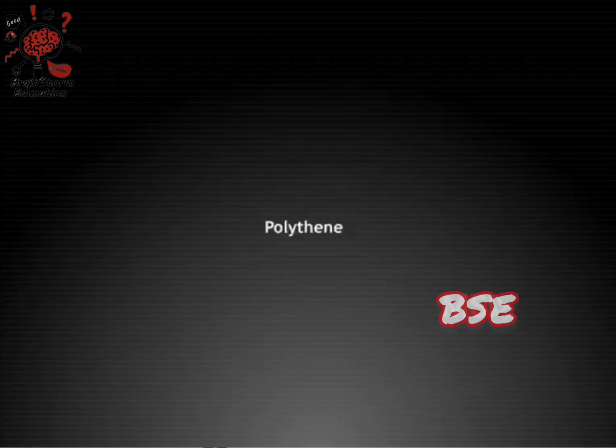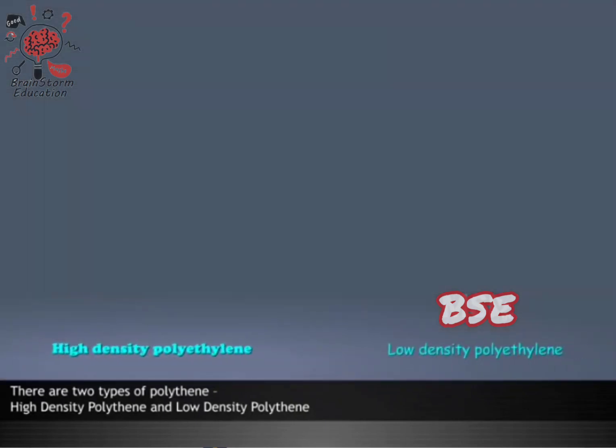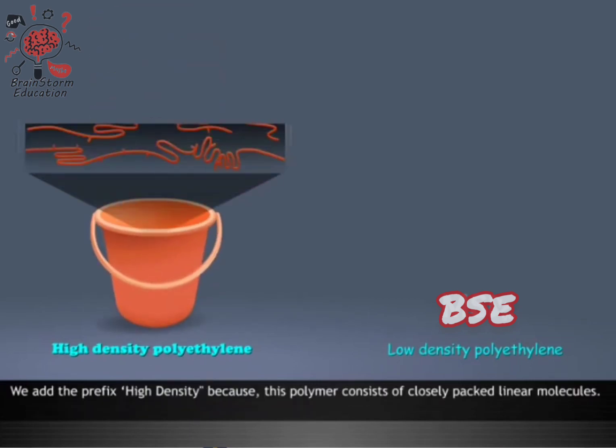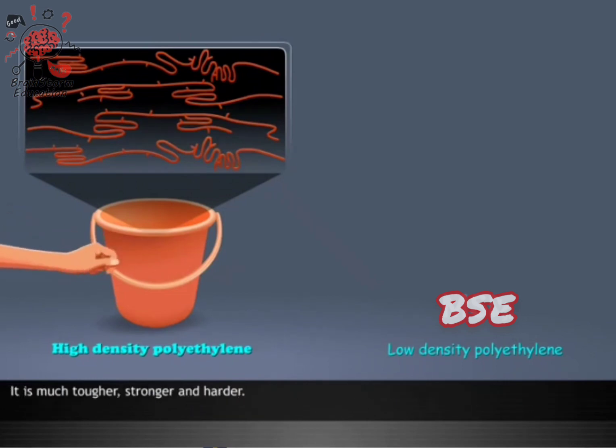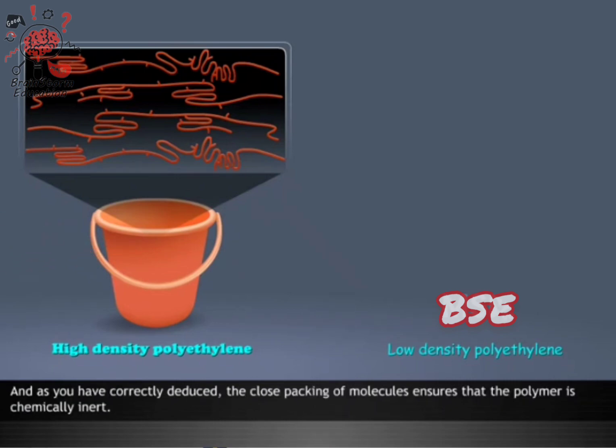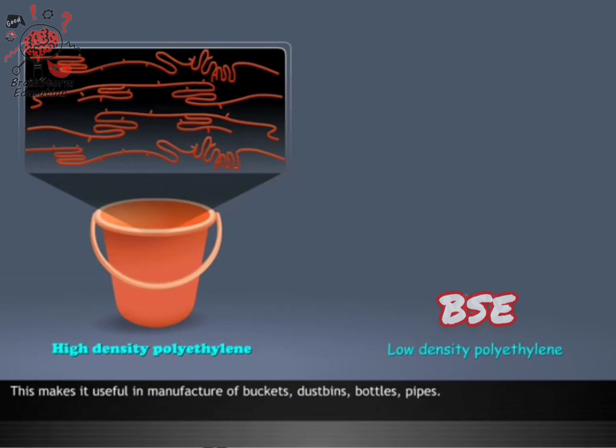Polythene. There are two types of polythene: high-density polythene and low-density polythene. We add the prefix high density because this polymer consists of closely packed linear molecules. It is much tougher, stronger, and harder. And as you have correctly deduced, the close packing of molecules ensures that the polymer is chemically inert. This makes it useful in manufacture of buckets, dustbins, bottles, pipes.